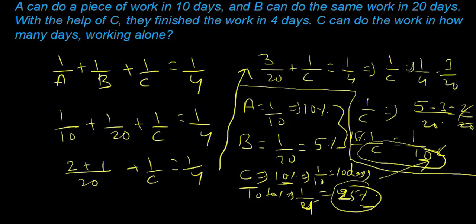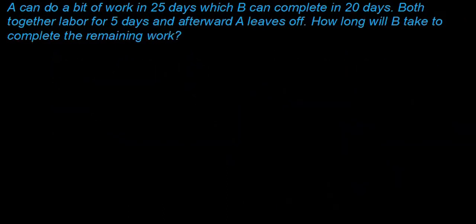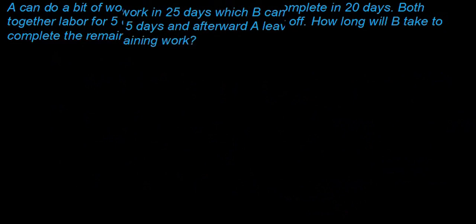Okay, let's start with the next problem. A can do a piece of work in 25 days, which B can complete in 20 days. Both work together for 5 days, and afterwards A leaves off. How long will B take to complete the remaining work?